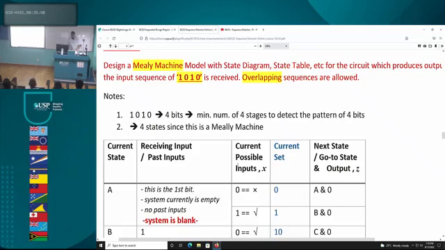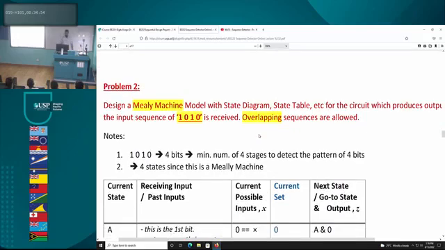All right, so let's come to the document camera. Write that question down. Example number 2, and change this to 0111. So I'm giving a different problem.